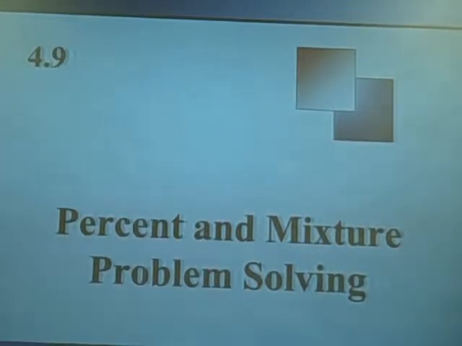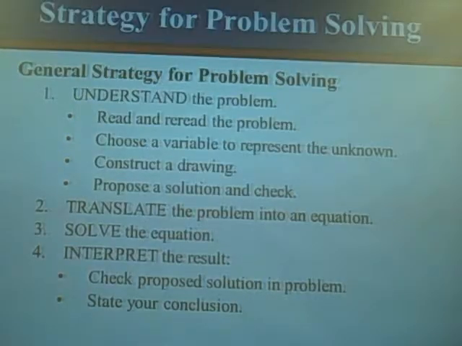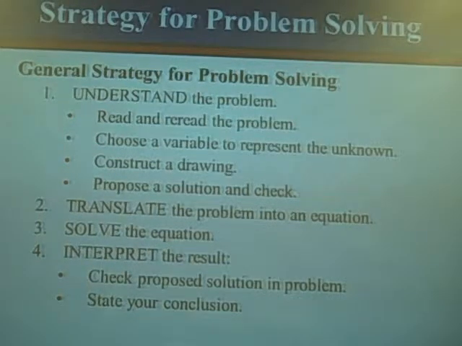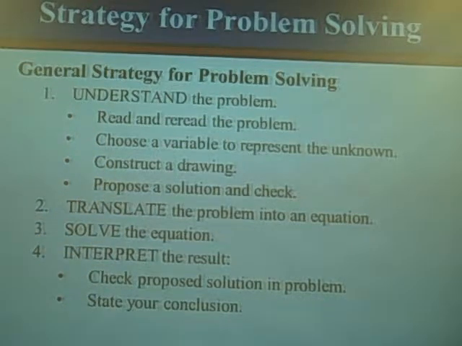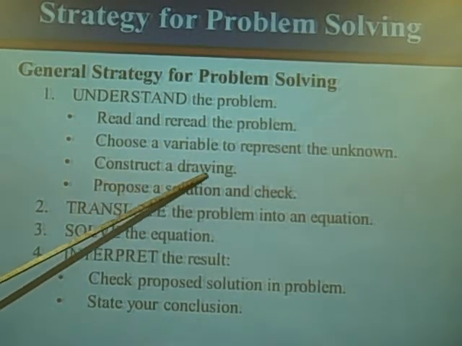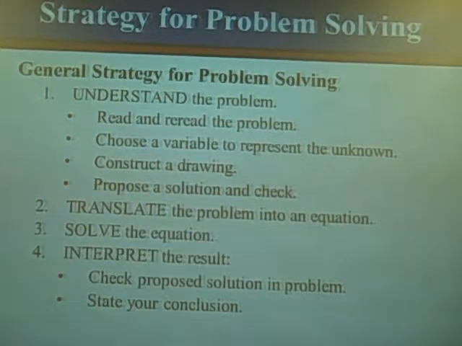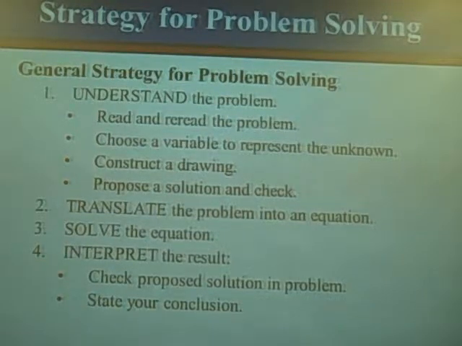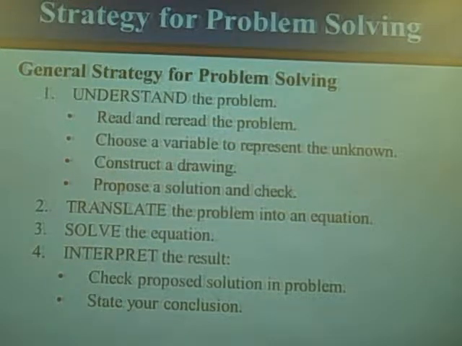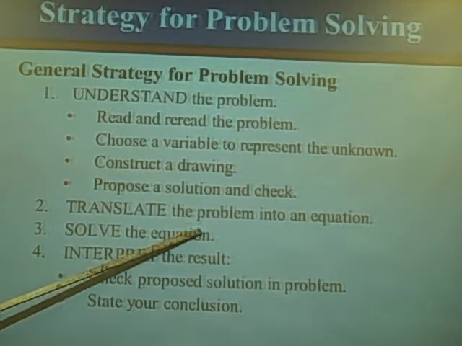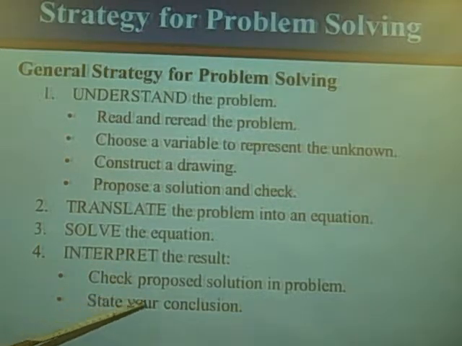4.9% and mixture problem solving. Basically, general strategies: you want to understand the problem. Read through it carefully and select what the variables are. If you can make a drawing, go ahead and draw out a picture. Then try to figure out how you're going to work this out, translate into an equation and solve, check your answer, and then state your conclusion.